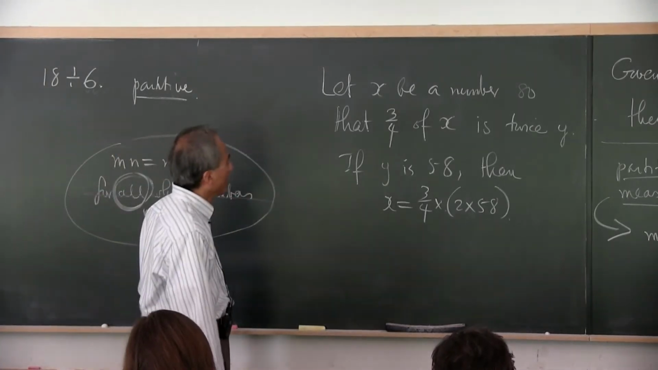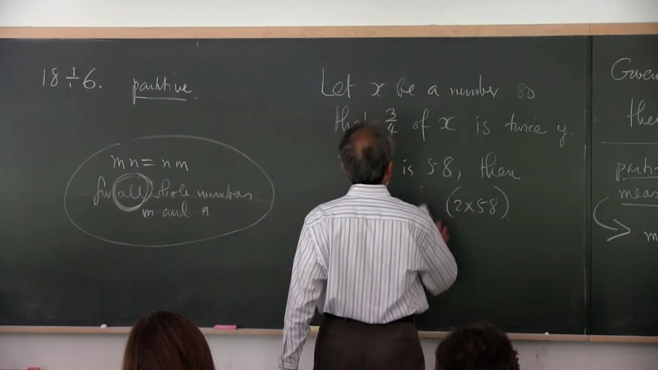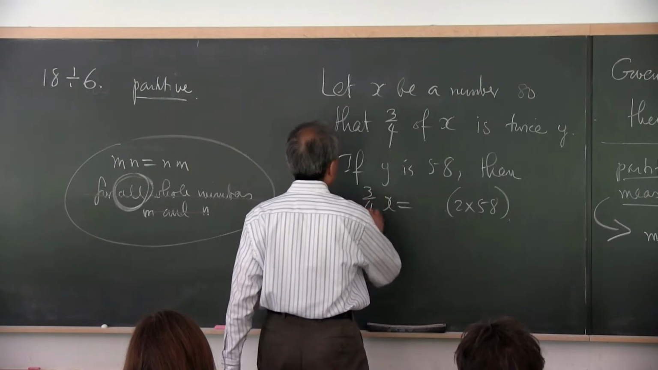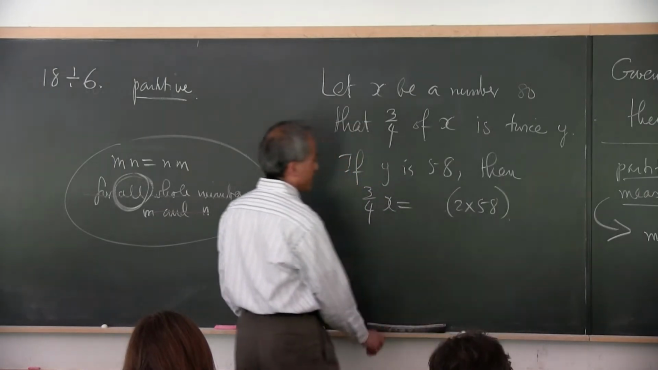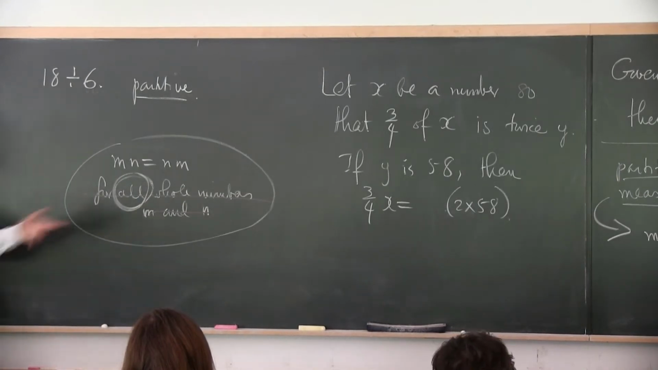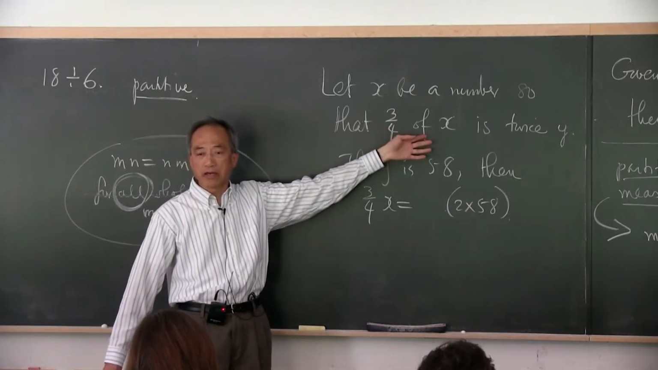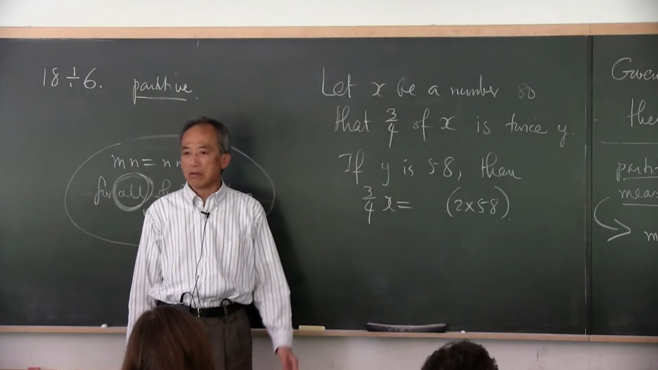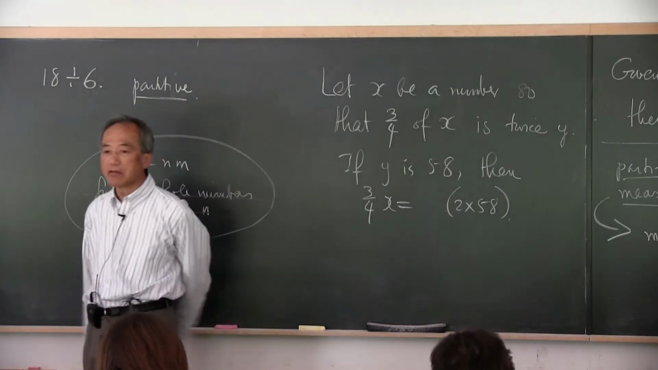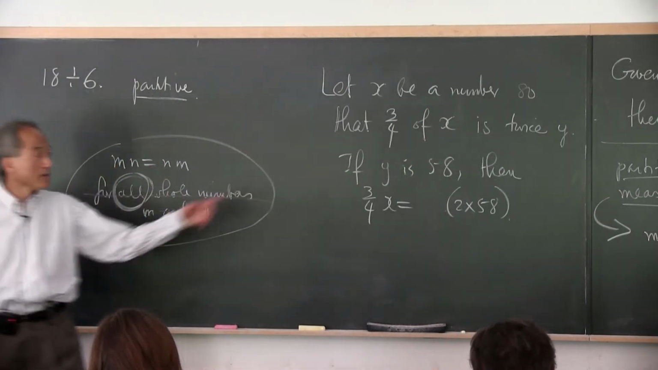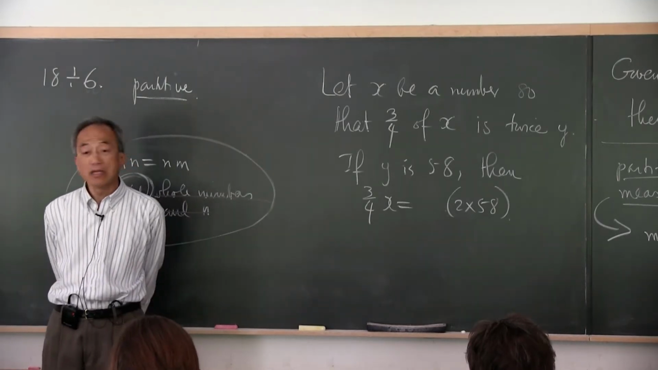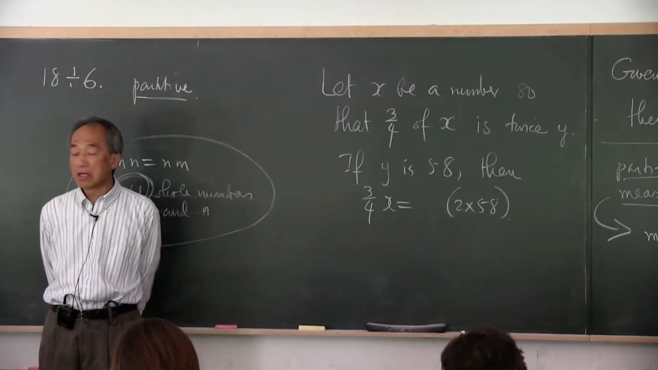Oh, yeah. Sorry, no wonder. You look at me funny. Yeah, that's what I said, right? 3/4 of X is a number, and that number is actually 58. So what do you think I'm saying? That's exactly what I'm saying. I don't need any substitutions. That's exactly what I'm saying.